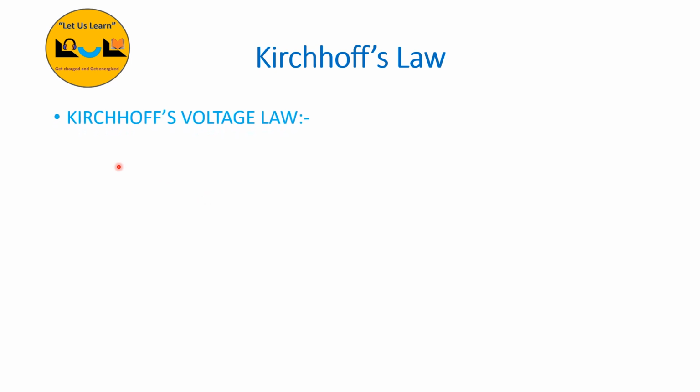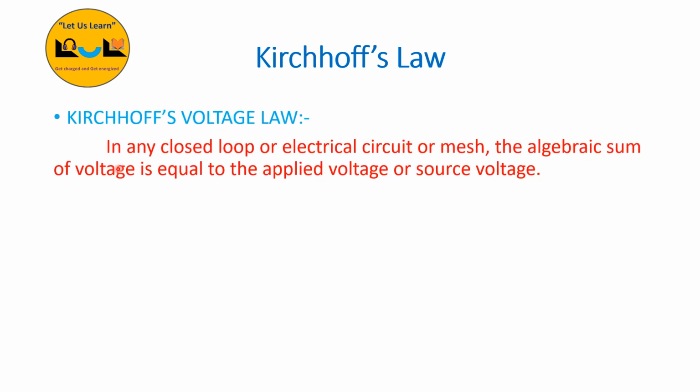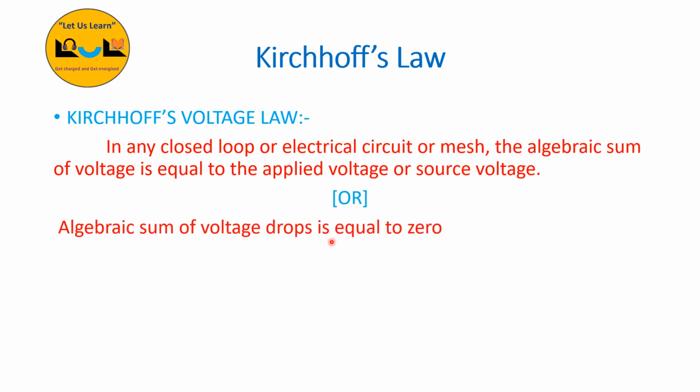Now Kirchhoff's voltage law. The statement: in any closed loop or electric circuit or mesh, the algebraic sum of voltages is equal to the applied voltage or source voltage, or the algebraic sum of voltage drops is equal to 0. With this circuit I am going to explain Kirchhoff's voltage law. Here I have two resistors R1 and R2. The total current is I, and this is the total EMF or voltage source. Across R1 the voltage will be V1, and across R2 the voltage will be V2.